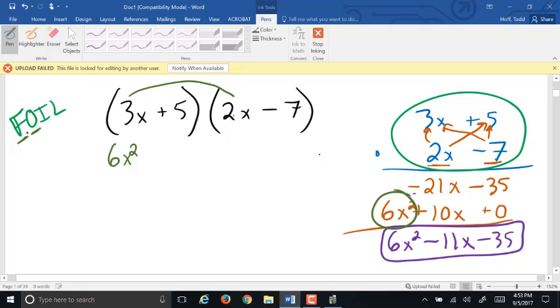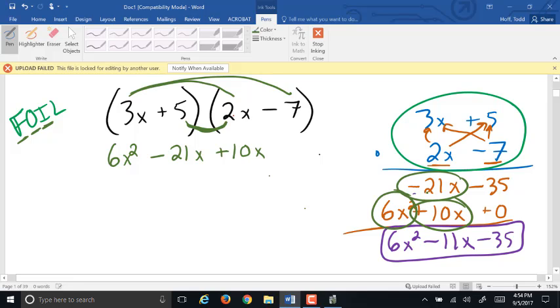What does the O stand for? Outer or outside. We multiply the outside digits. 3x times negative 7, negative 21x, just like we got here. What does the I in FOIL stand for? Inner or inside. We multiply the inner two digits together. 5 times 2x is positive 10x, again, just like this one here.